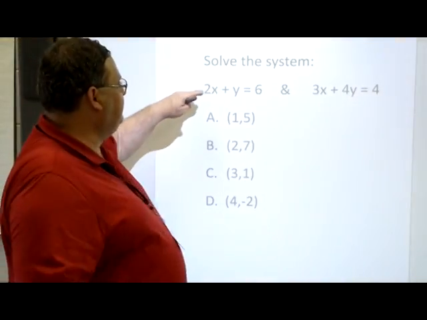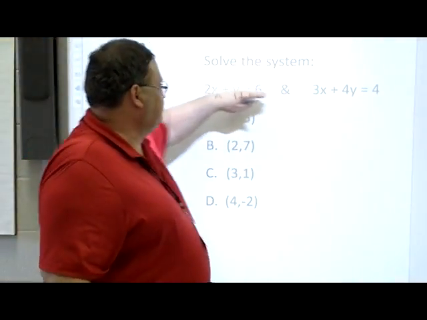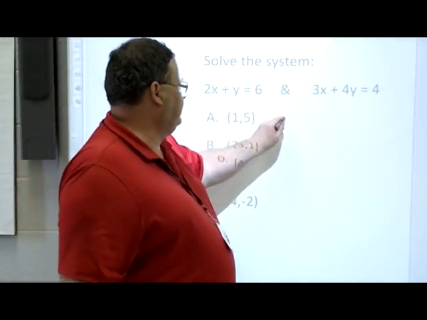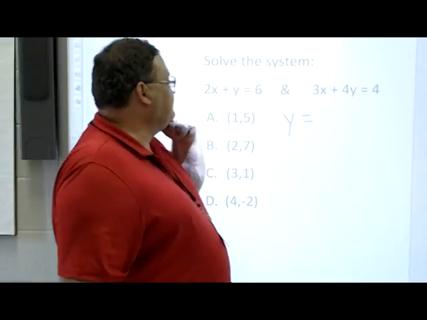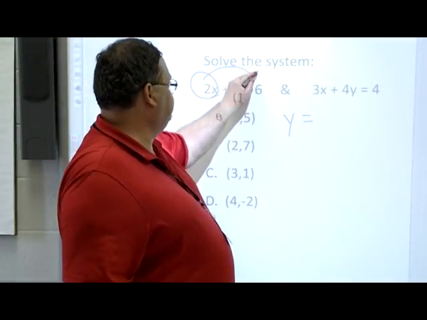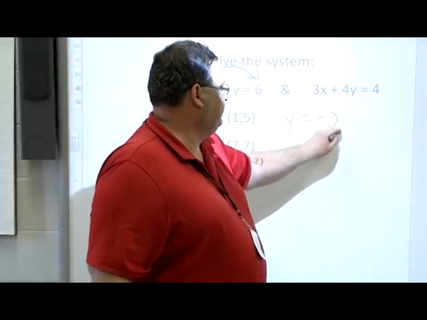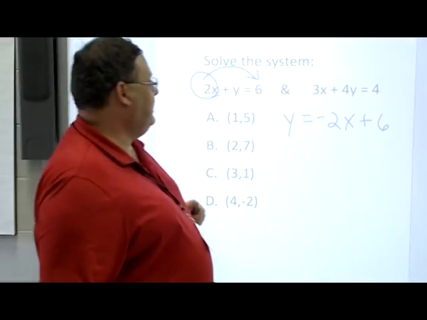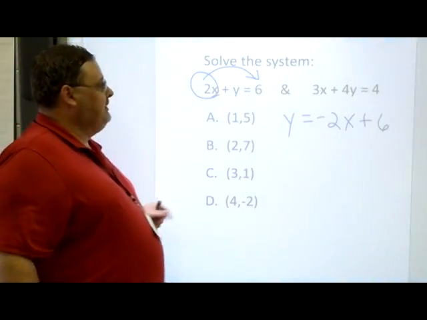So they're asking me to solve a system of equations. In other words, here's a linear equation. It might help if I rewrote it for you in slope-intercept form. In other words, I'd like to get the y by itself, so I'm going to jump that over, and when I jump over the railroad tracks, it becomes negative. And so that equation would become y equals -2x plus 6.